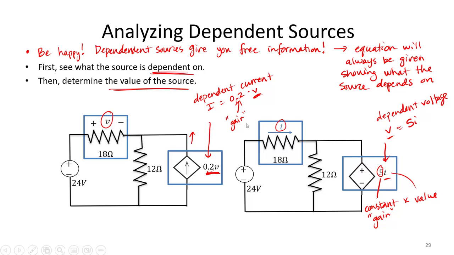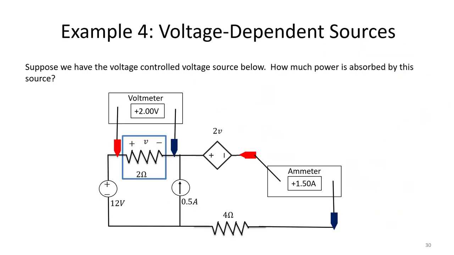One of the best ways to get comfortable with these dependent sources is by doing some examples. So let's give it a try. Suppose we have this voltage-controlled voltage source. So the question's asking, how much power is absorbed by this source? Well, first we need to be happy because we got free information. We know that we have a dependent source.